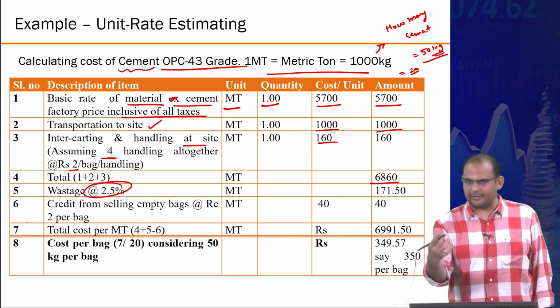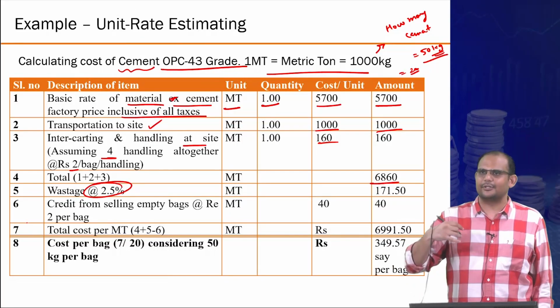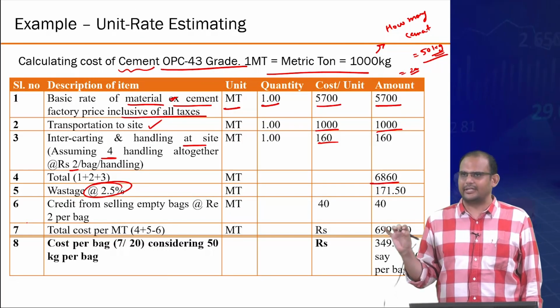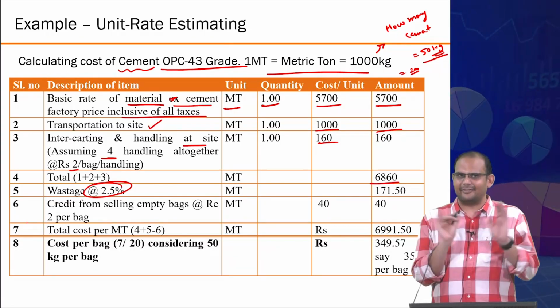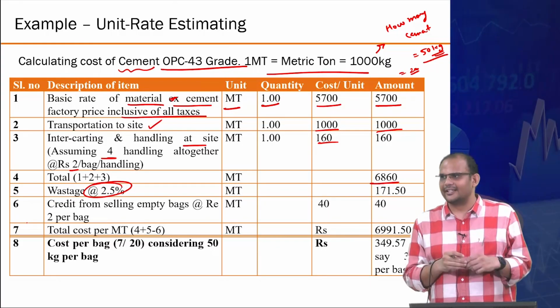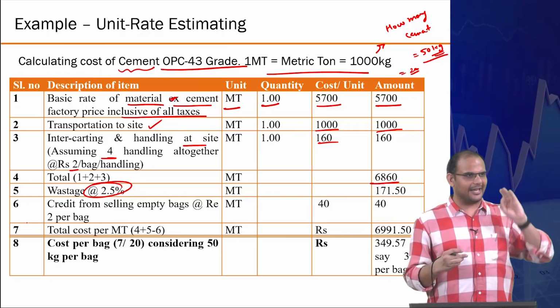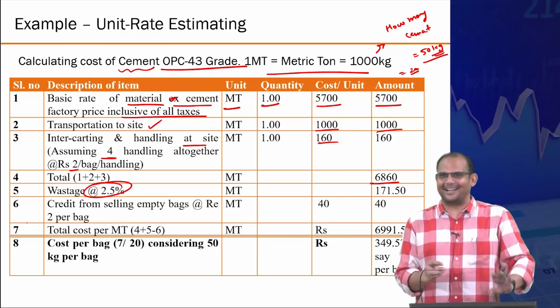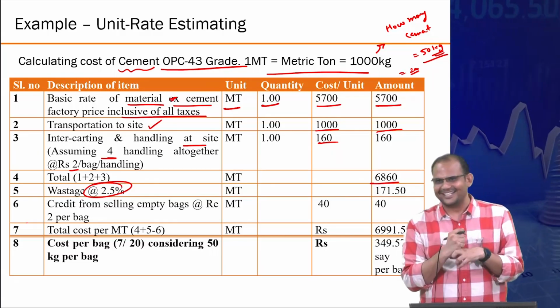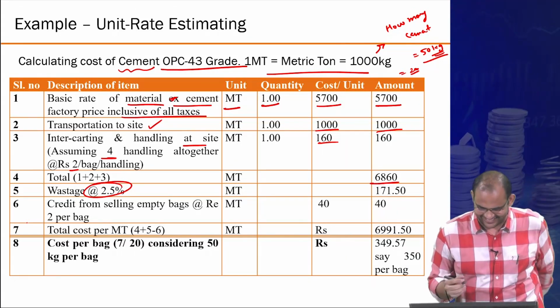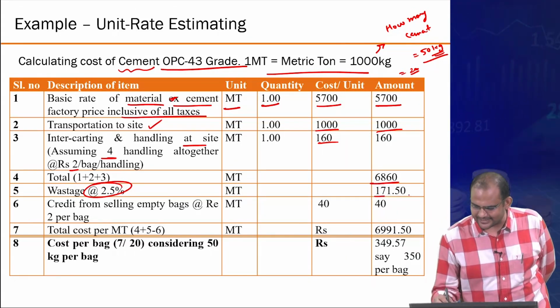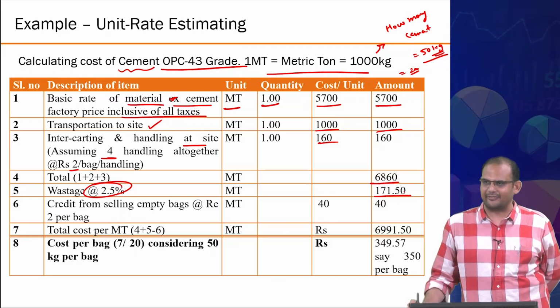Again, this is where your margin gets built, because you are already taking a factor of safety in everything. In civil engineering, we have a very convenient way of doing things. If we can't estimate, we take a 1.2 margin, 1.3 margin, and everything will be settled in that. That's how the game of civil engineering is. So wastage 2.5%. So this is coming out to be around 170 rupees.